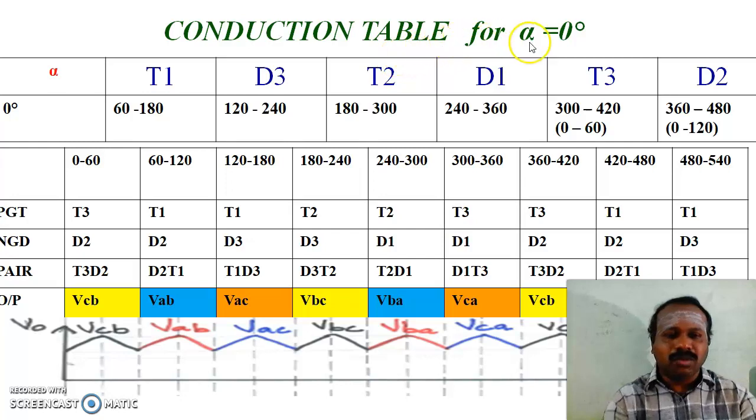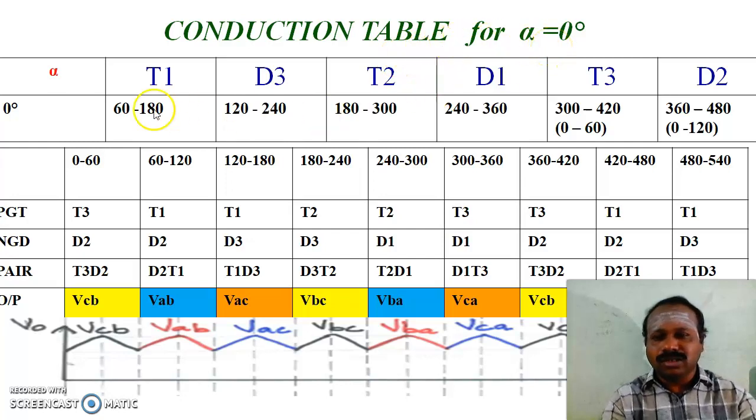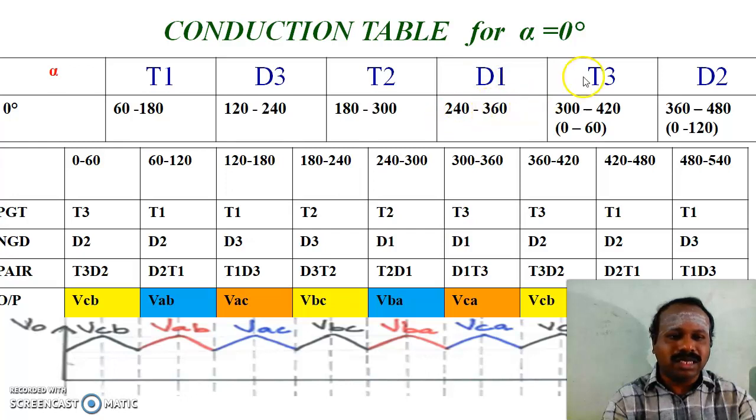This is the conduction table for alpha equal to 0. This is the conduction interval. The first table is the conduction interval. T1 conducts from 60 to 180, D3 from 120 to 240, T2 from 180 to 300, D1 from 240 to 360, T3 from 300 to 420, that is 0 to 60 also, 300 to 360, 360 can be considered as 0, so 0 to 60, and D2 from 360 to 480, that is from 0 to 120 degree.